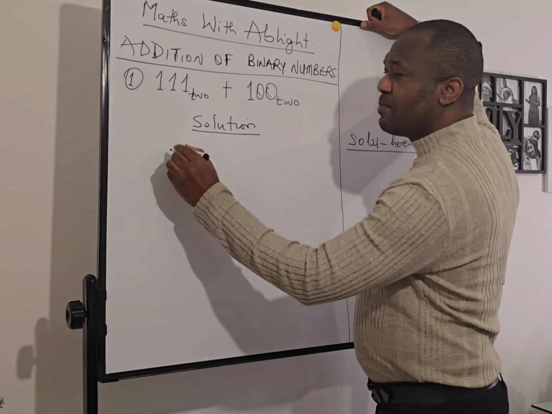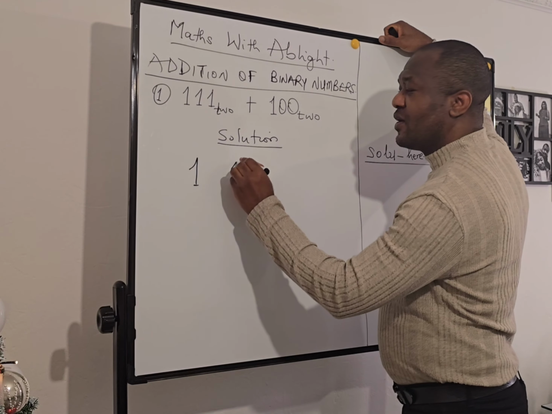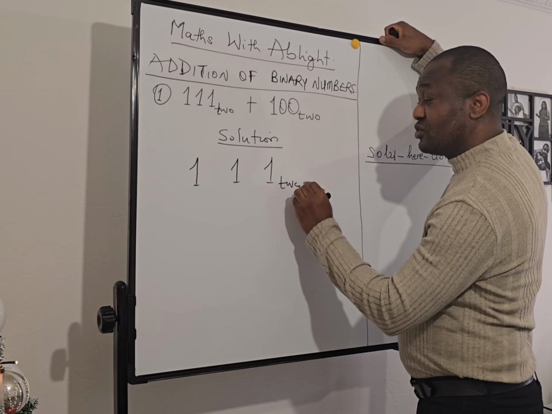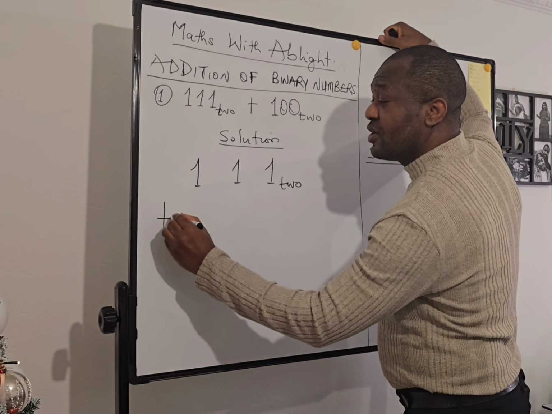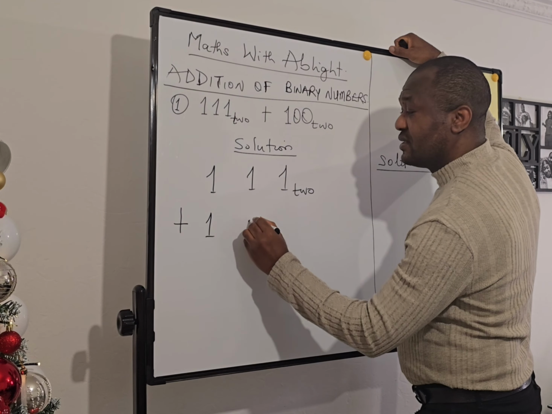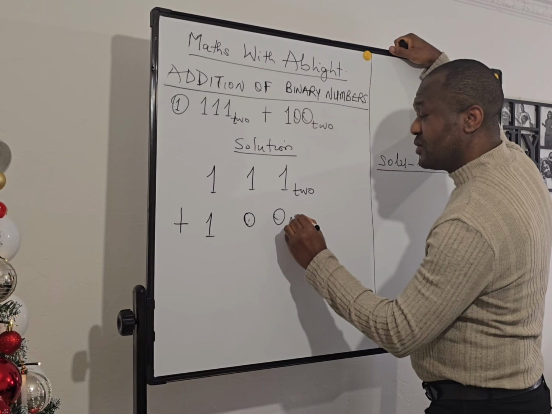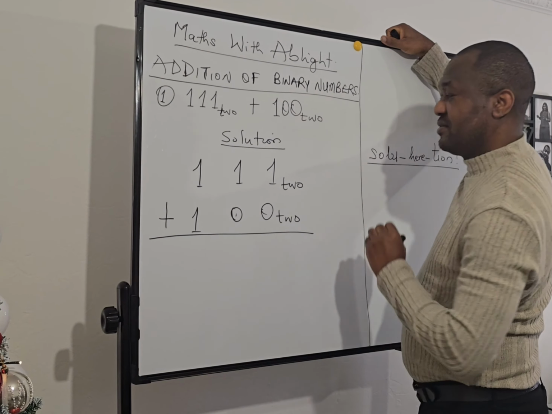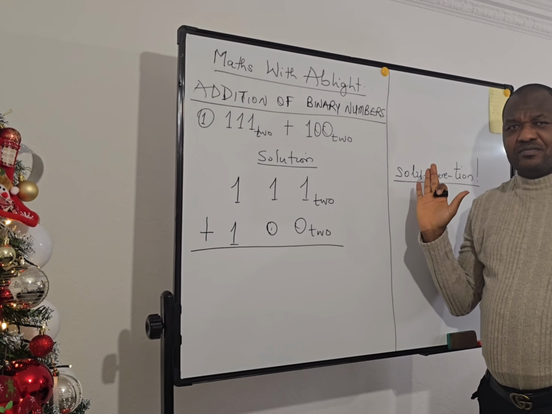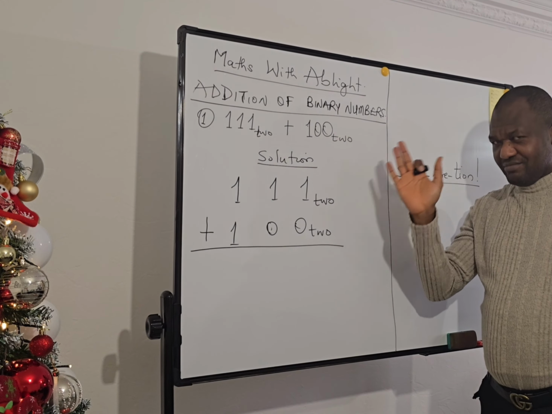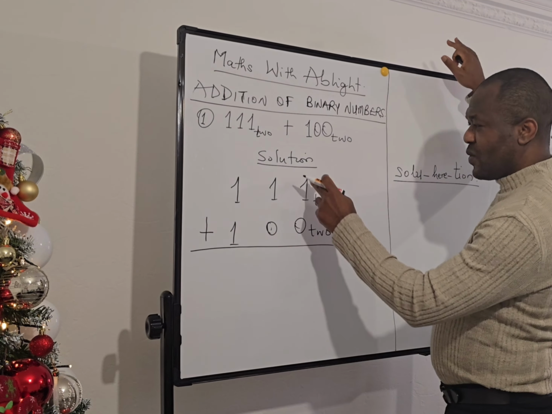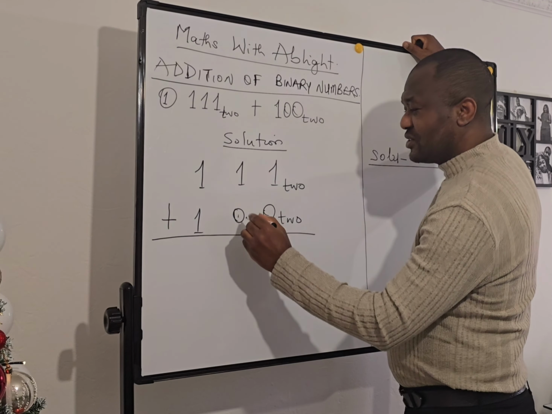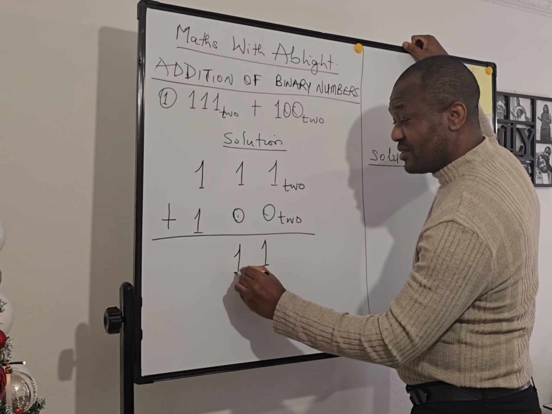Then you write out the numbers 1, 1, 1, endeavor to put base 2, plus 1, 0, 0, base 2. You draw your line. Normal addition. 1 plus 0 is 1. 1 plus 0 is another 1.